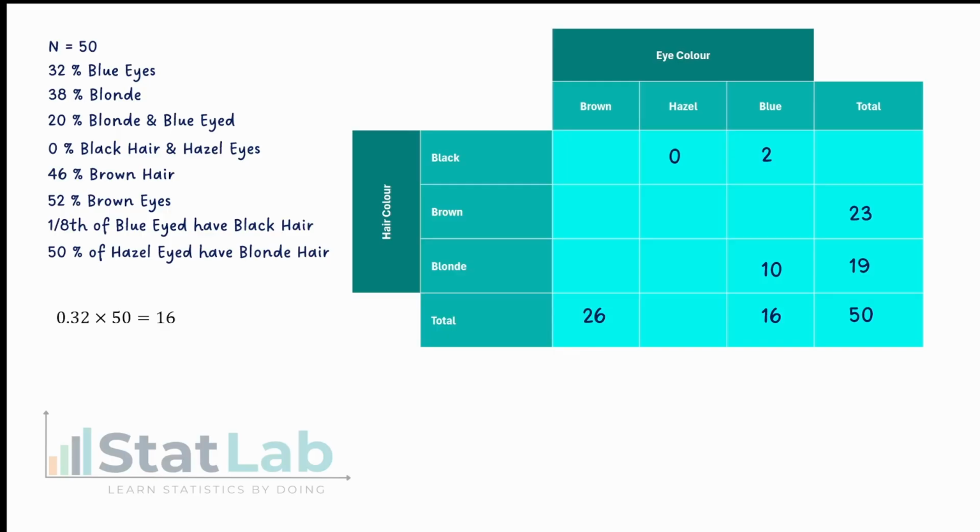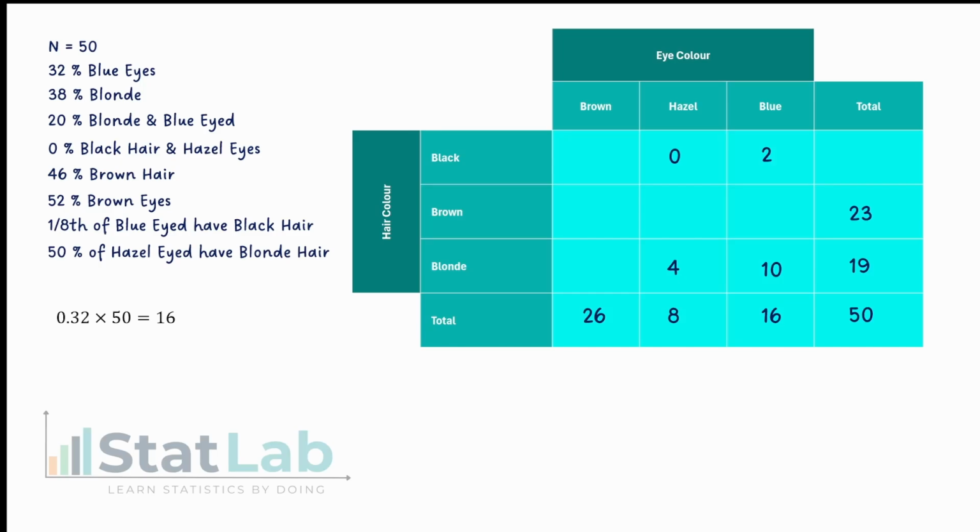The last one tells us that 50% of hazel-eyed people have blonde hair. Now I'm hitting a problem. How can I calculate 50% of hazel-eyed people if I don't know how many hazel-eyed people I have? So in the bottom row there, you can see I only have one value missing. And since the corner is a total, I know that if I take 50 and I subtract 16 and I subtract 26, I'm going to get 8. So now I know that I have 8 people with hazel eyes. So 50% of that obviously is 4. That's all the information that they've given us, but it's enough information to finish the table.